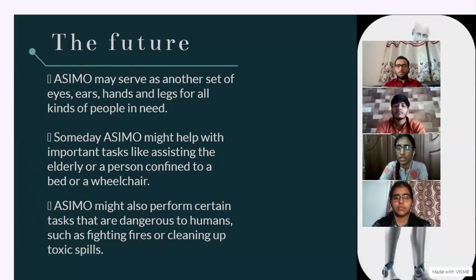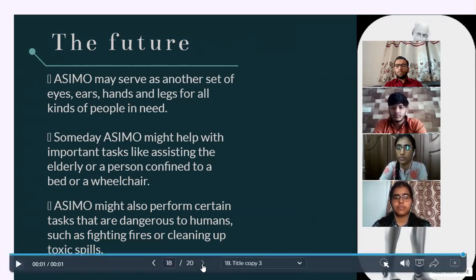The latest version of Asimo is more autonomous, capable of continuous behavior without human operation. Asimo may serve as another set of eyes, ears, hands, and legs for all kinds of people in need. Asimo can help people who are not able to walk or are confined to wheelchairs. Someday, Asimo might help with important tasks like assisting the elderly or a person confined to a bed or a wheelchair. Asimo might also perform certain tasks that are dangerous to humans, such as fighting fires or cleaning up toxic spills. Next, please.